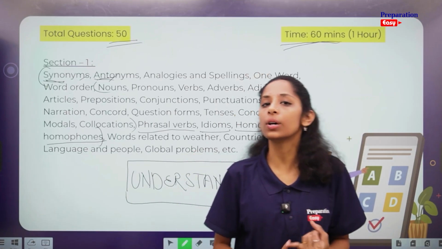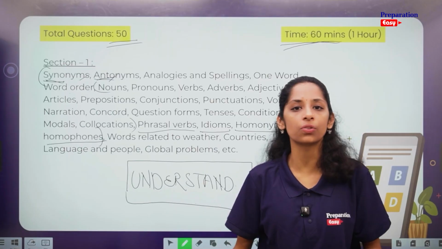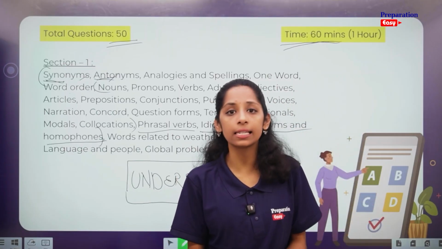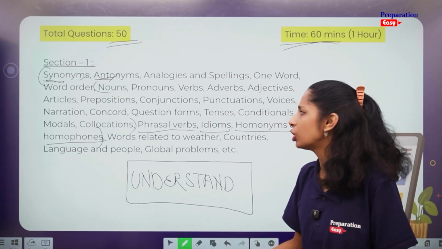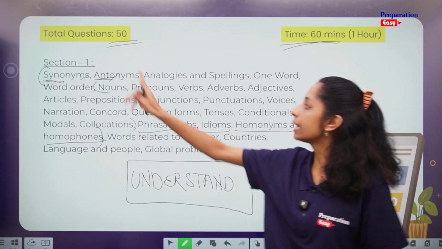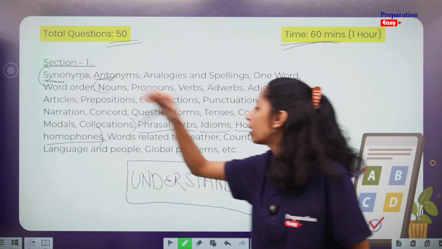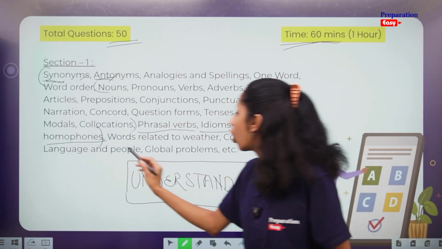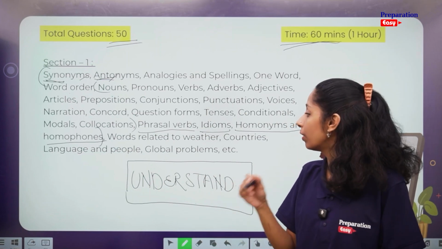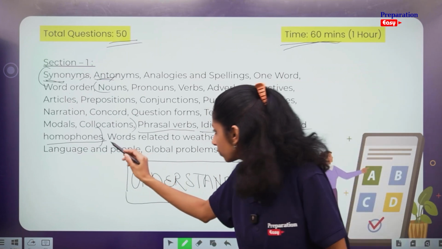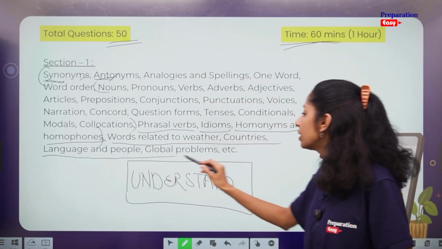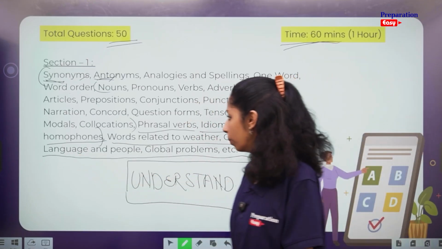We are going to understand the similar words, the opposite words, the phrases, the idioms. We are going to understand the tenses, and then also the preposition, conjunction, the parts of speech, etc. But in Section 1, when all these topics are covered, there is a tricky topic where we can get good marks, which is words related to weather, countries, languages and people, and global problems.